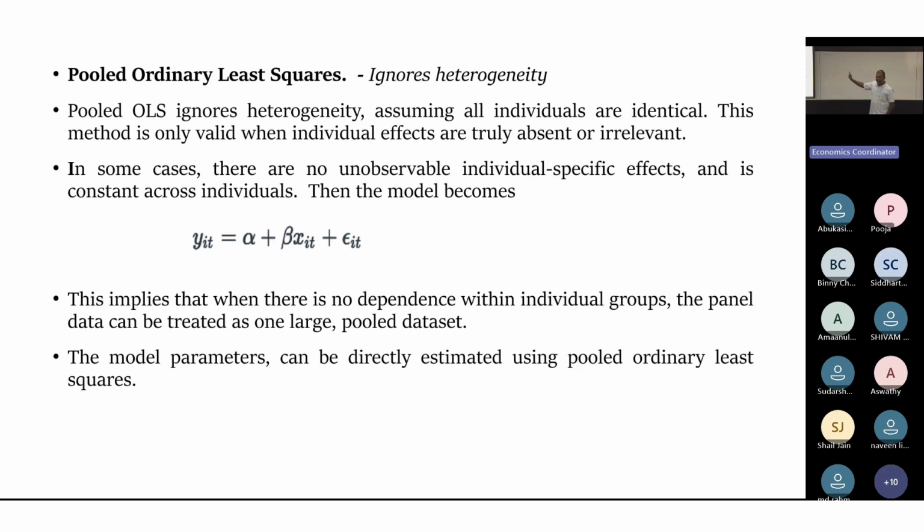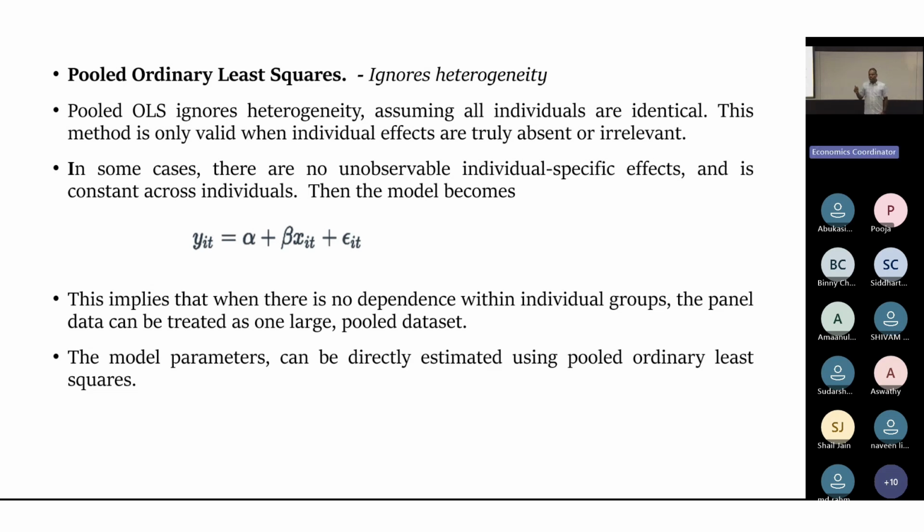Is it clear? There is nothing here. Your alpha is common for all. This is what we first saw, right? The same equation. So this implies that there is no dependence within the individual groups. There are no groups. The panel data can be treated as one large pooled data set. It's just going to be a pooled regression. There is no differential among the states. It's all common. Okay, we are all Indians. That's all. There are no state specific or regional specific indicators. This is the case. You can directly estimate your pooled regression without considering anything.